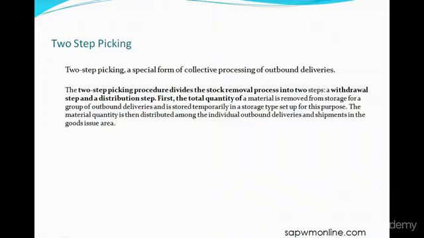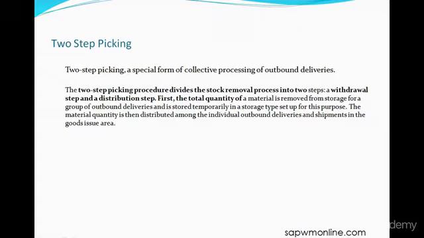Now basically two-step picking is a stock removal optimization process. Say for example you have a fast moving item and you have several outbound deliveries for this particular item. Now if the outbound deliveries are being picked by someone or a group of users, or maybe even one user, and he goes and picks the material one by one for each individual outbound delivery, the process is not really optimized. Whereas we have an opportunity to optimize this process.